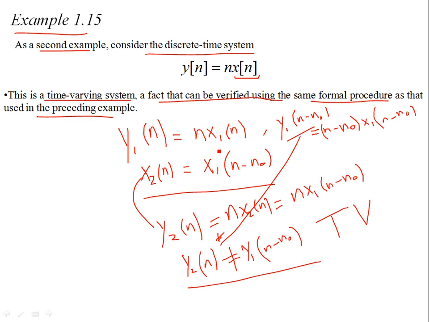This is the idea. If the input is delayed by some amount, the output is not delayed by the same amount, which has happened in this case. The system is time varying.